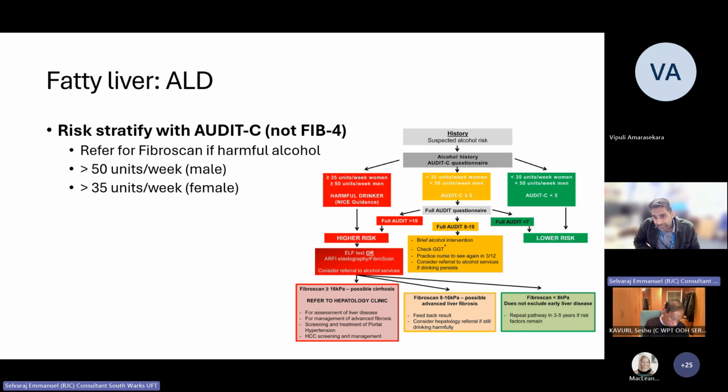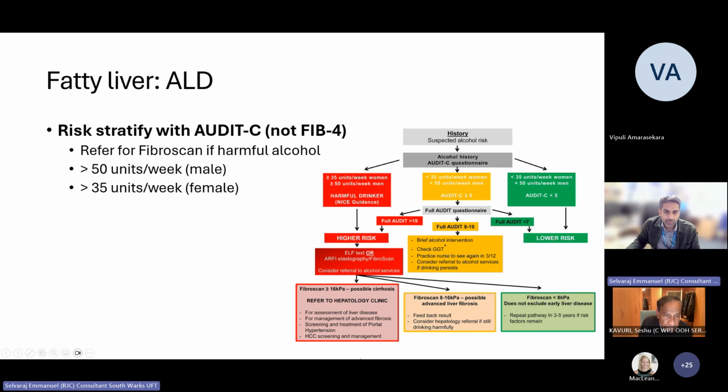So next, fatty liver, I said that can be caused by alcohol as well, so we mustn't forget. We don't use FIB4 for alcohol-related fatty liver disease because it's not validated for that. Although we use it sometimes, it's actually not validated. We should be using the AUDIT-C tool to work out who should be referred for FibroScan. So NICE guidance is that harmful drinkers, which has been defined as 50 units or more in men, 35 units or more in women, are the ones who are at high risk and they need fibrosis assessment.